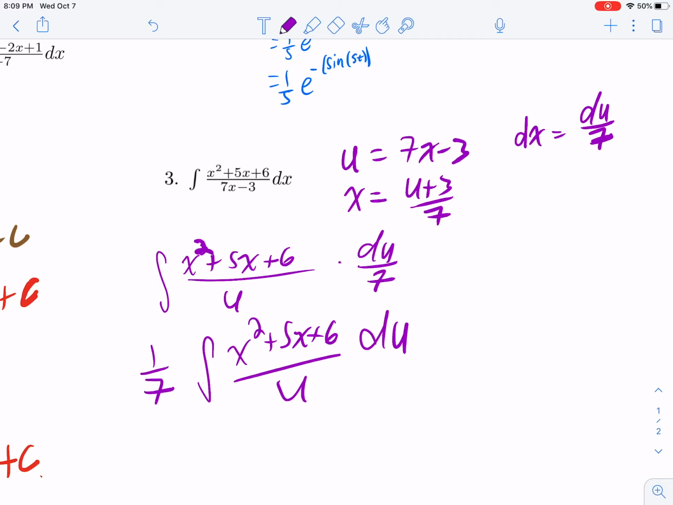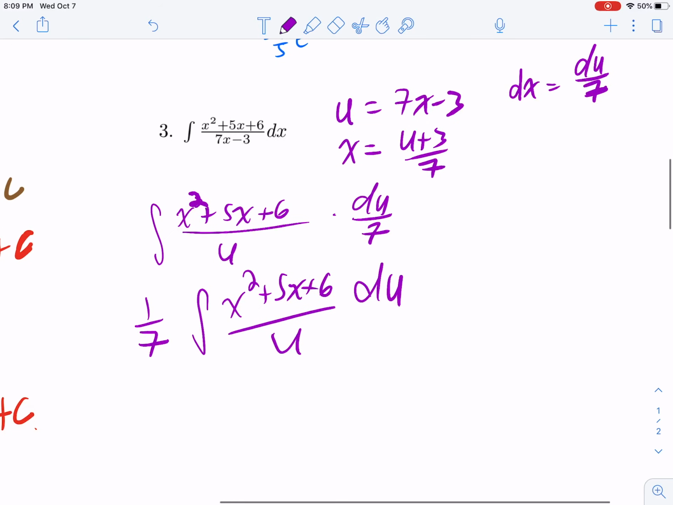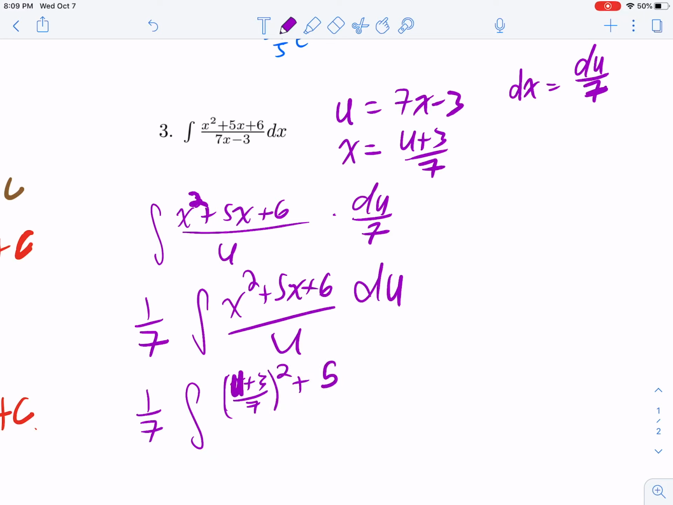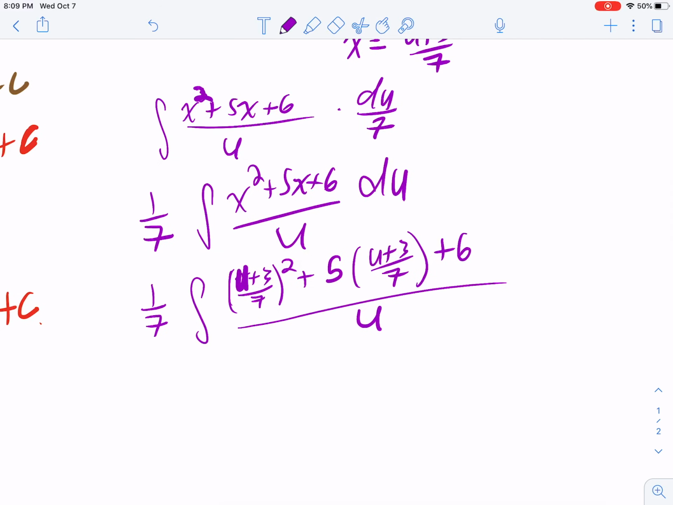So let's do that substitution. We will substitute in u equals 7x minus 3, so x equals u plus 3 over 7. So this is 1 over 7 times the integral of ((u plus 3 over 7) squared plus 5 times (u plus 3 over 7) plus 6) over u. Okay?